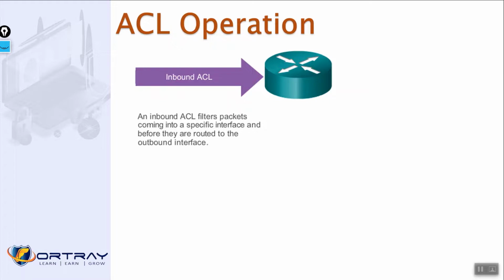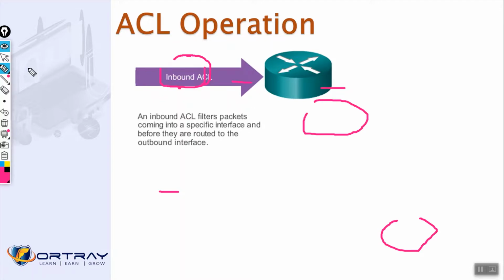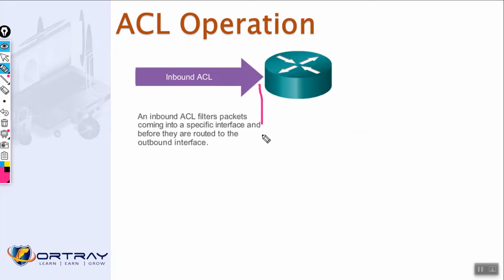So now the router is receiving the packet. There is an access list entry here, just like a card sitting here, and it has a table. In the table, it checks who you are and where you want to go, and based on that, it permits or denies the traffic. The input ACL filters packets coming into a specific interface.